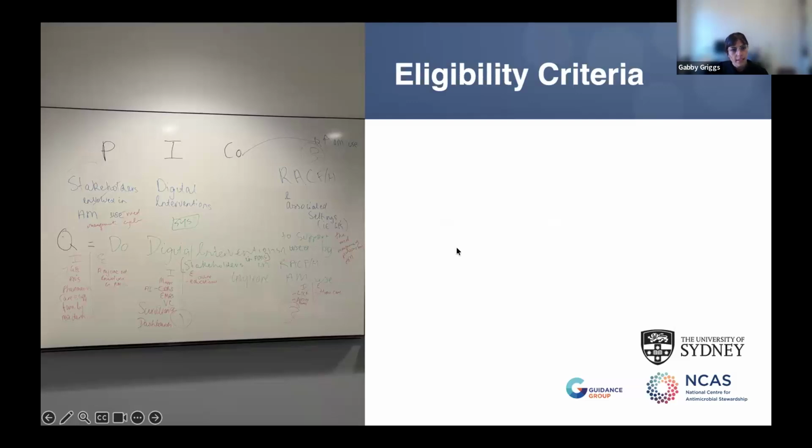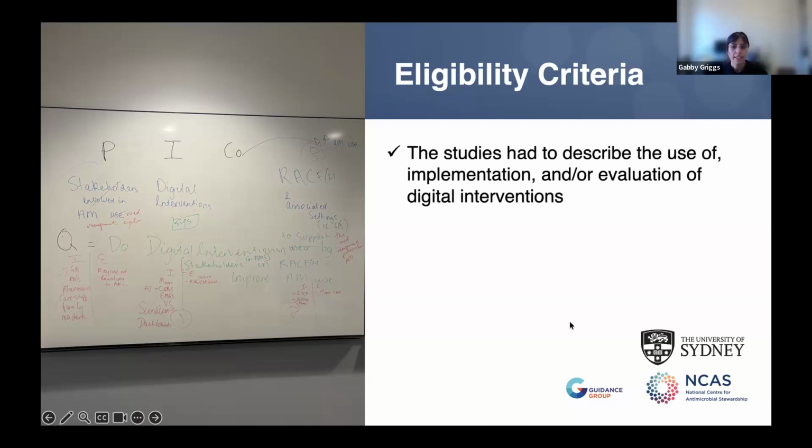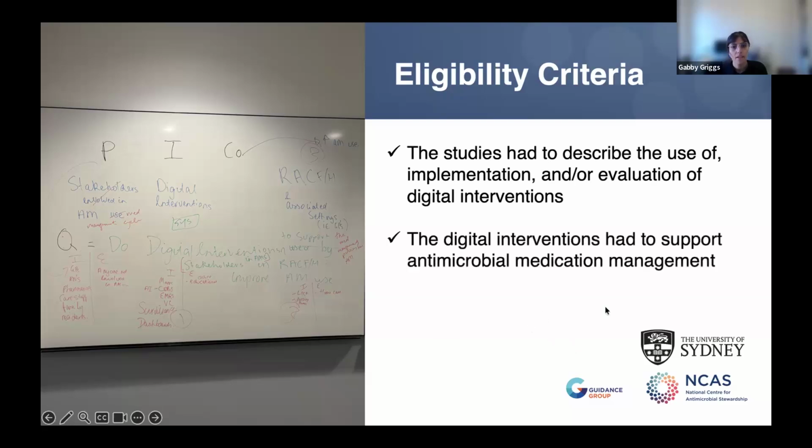Before we could review any study, we set out clear rules, which you can see us working out on the whiteboard. That's actually a picture of us working this section out. Every study had to tick 3 boxes, otherwise it was excluded. So for a study to be included in our review, the studies had to describe the use, implementation, and/or evaluation of digital interventions. These digital interventions had to support antimicrobial medication management, and the study had to take place in residential aged care homes.